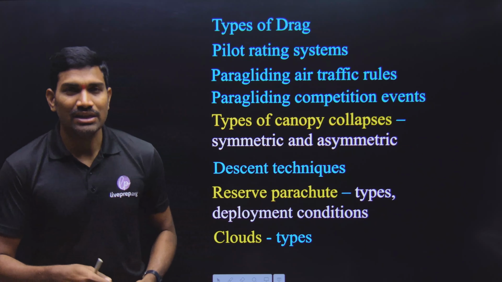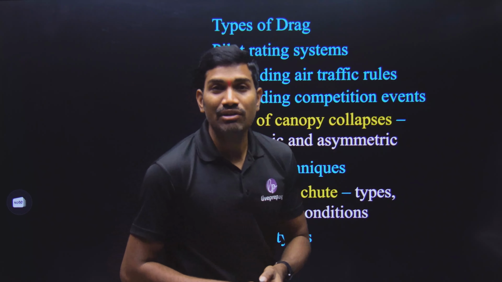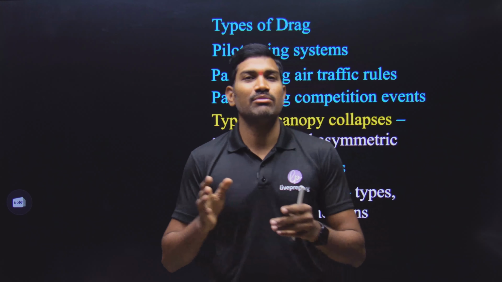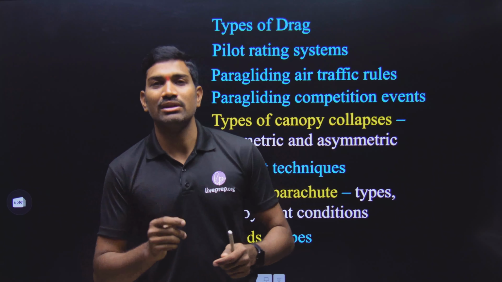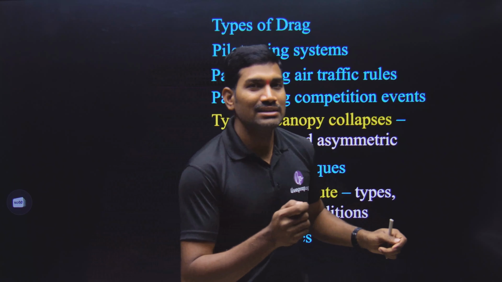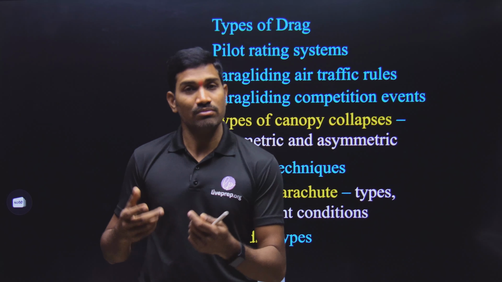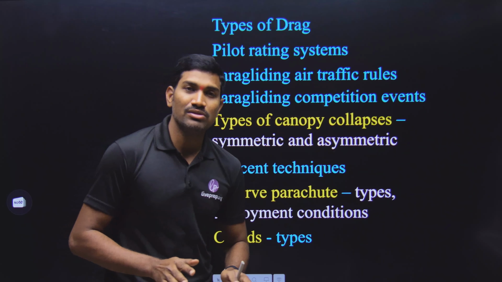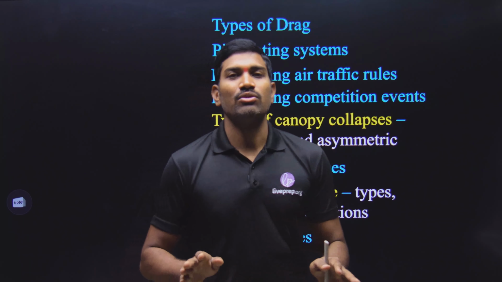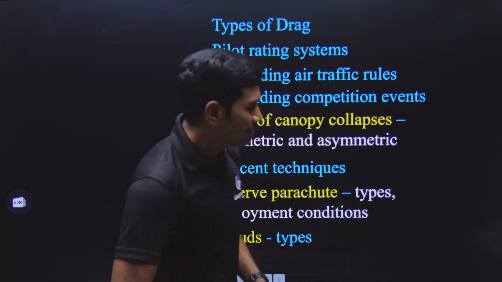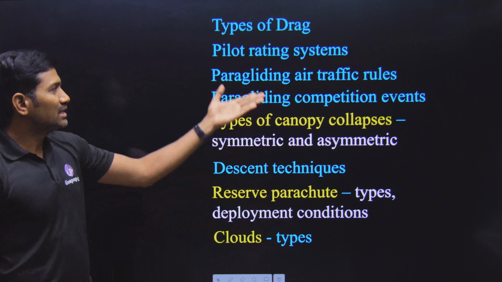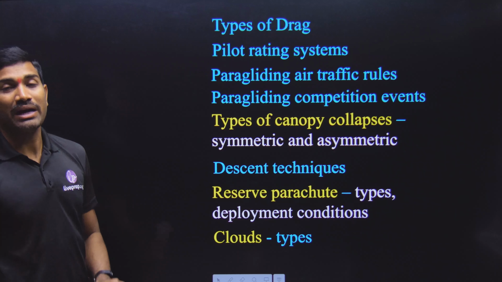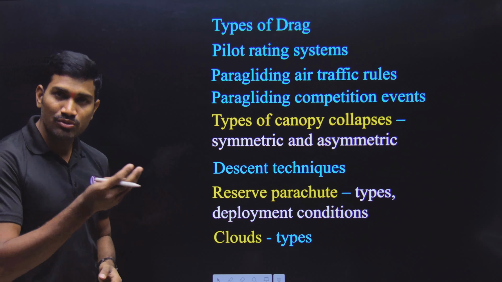Suppose today's date is the 8th, so that means it is an even date. On the even date, suppose I am going paragliding and I find a thermal. On which side do I need to go, the right side or the left side? These are the rules. We need to follow these rules. These are international rules. Anywhere you are doing this, you need to follow them. In this way there are different rules, and these all come under paragliding air traffic rules. You also need to understand that.